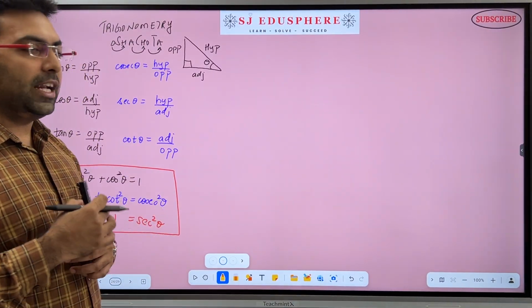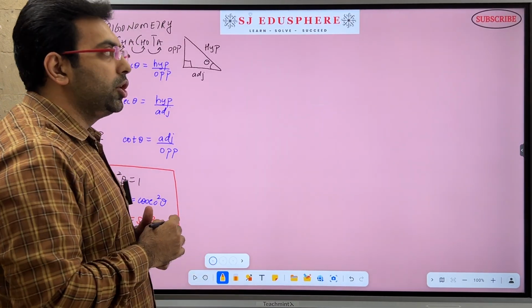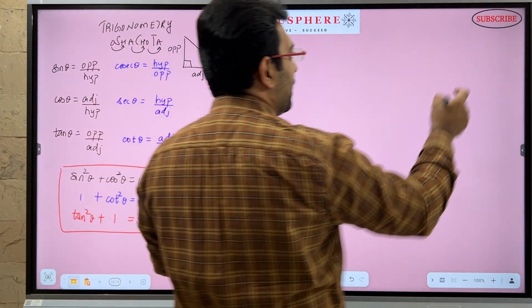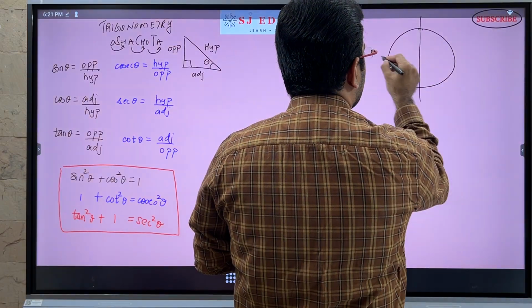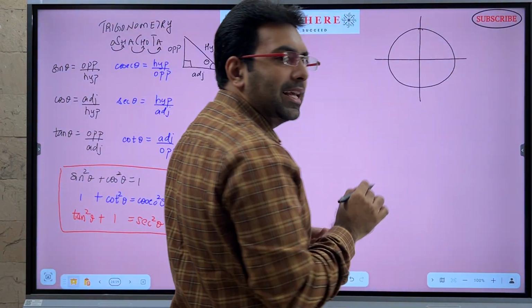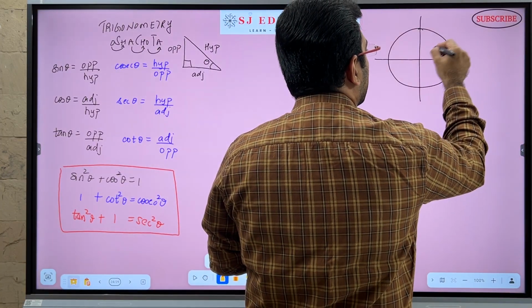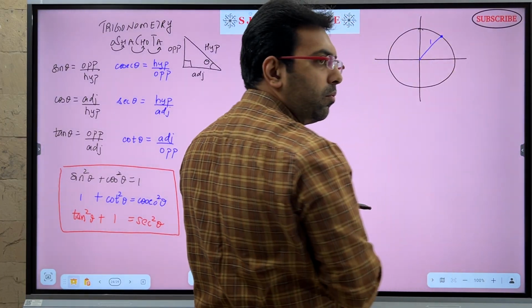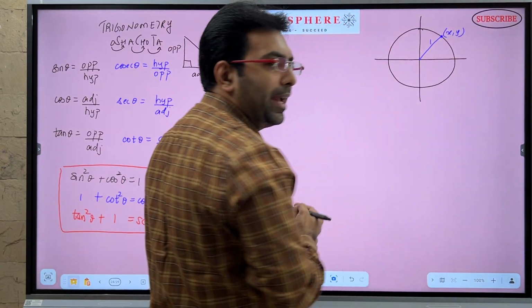Now, what I need for your grade 11 and 12 is something called a unit circle. What is a unit circle? Well, I have a circle which has radius 1. Suppose I take any point on the graph which is at a distance of 1. I am calling this point x comma y.